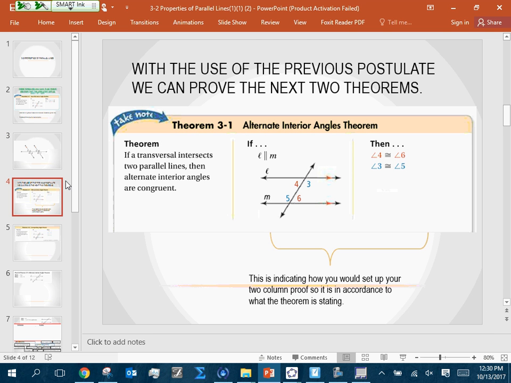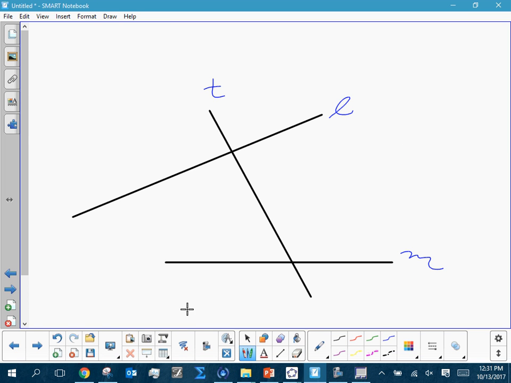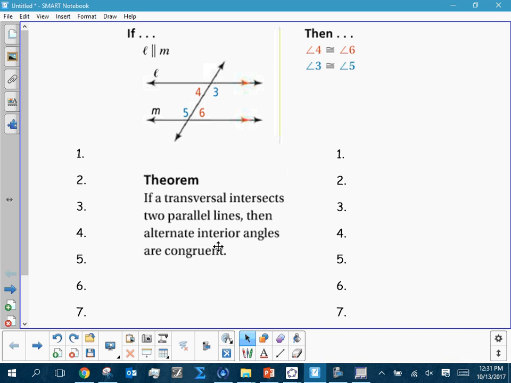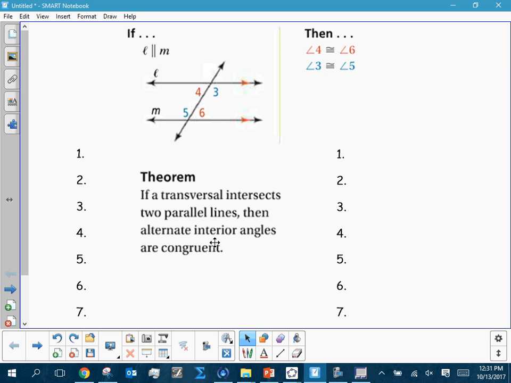But I want to prove something. We just talked about alternate interior angles being congruent, and I want to prove this. So what I've done is gone into the smartboard and cut and pasted basically the theorem we're going to try to prove. So this is the theorem we're trying to prove. Don't worry about these numbers right now. We'll clean things up and make it look a little bit better.